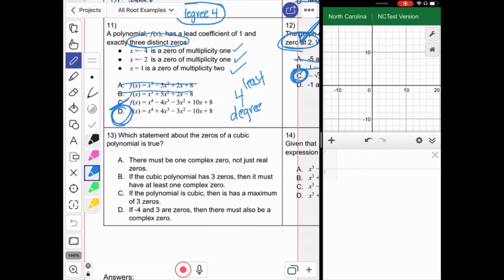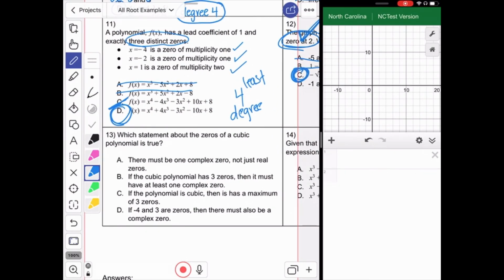All right, so number 13, which statement about the zeros, so zeros are the x-intercepts of this cubic function. So cubic function or cubic polynomial means a degree of 3. So there must be one complex zero, not just real zeros. Well, we can't determine that. We don't have an equation. We can't graph it. All I know is I have 3 zeros. I know that I could have a mixture of complex. I could have a mixture of real. So that is not a true statement.